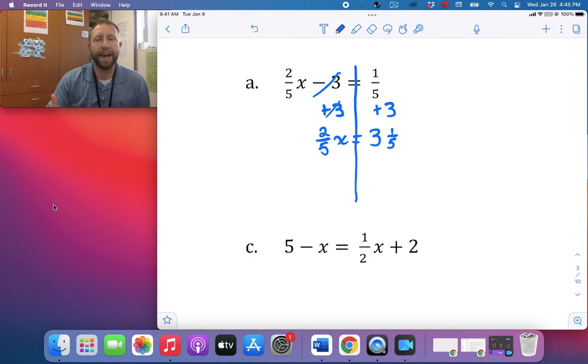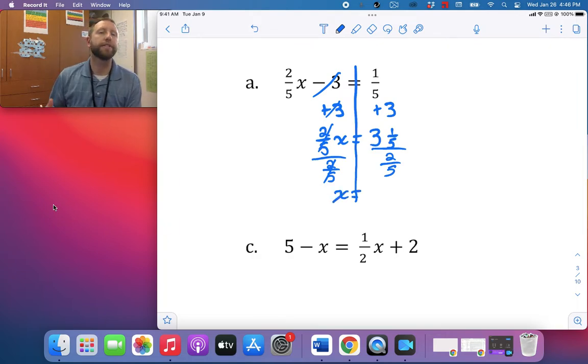But then x is being multiplied by 2/5. My next step would be the opposite: divide both sides by 2/5. Another way to say that would be multiply both sides by 5/2, the reciprocal. We found out earlier this week what that word reciprocal is, for some of us that forgot. But when I'm doing that, I think it's easier, since some of you don't know how to do mixed numbers on the calculator, to change this 3 1/5 to an improper fraction.